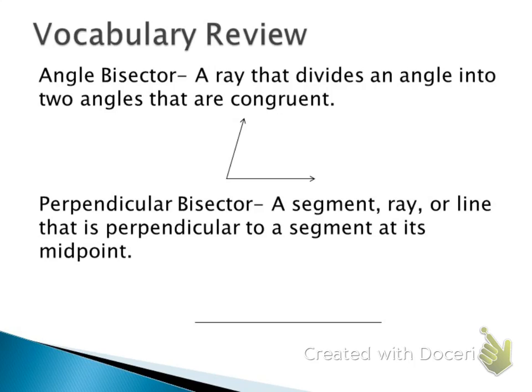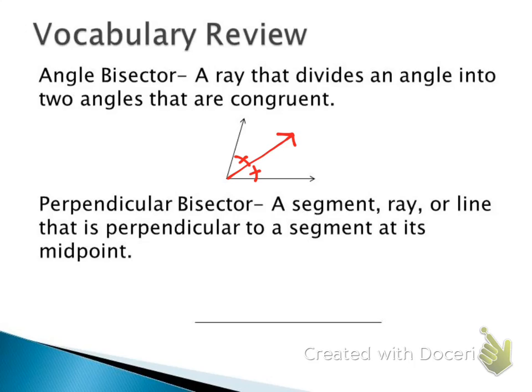So, if I want to draw an angle bisector in that angle, where does it need to go? Right in the middle. Angle bisector cuts it in half. So, this angle is congruent to this angle. Any questions on what it means to be an angle bisector?